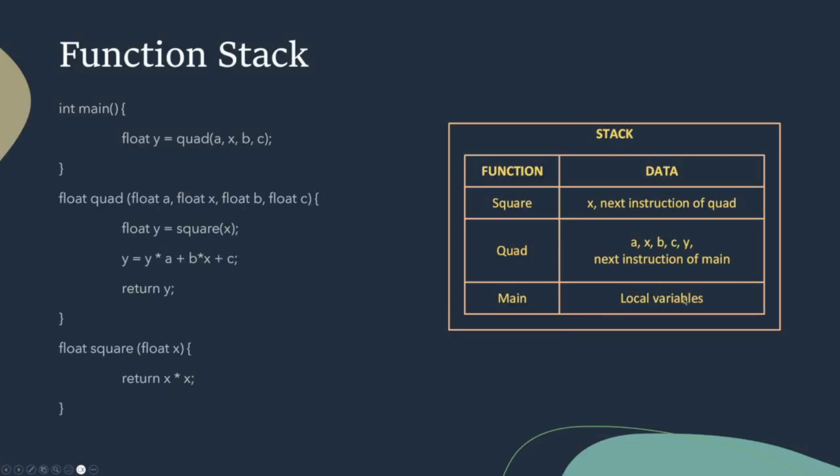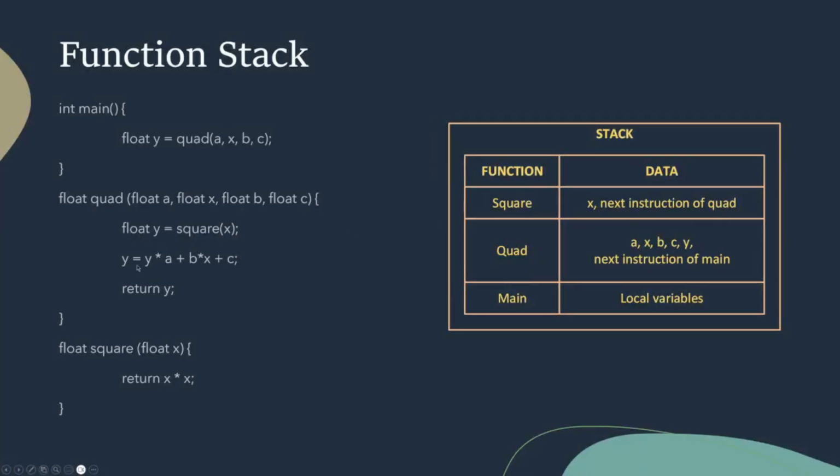So in our stack, what this is going to look like, we've got main, and it's got the local variables a, x, b, and c in this case, if we had declared them up here, as well as y. So once main calls quad, then we create a stack frame for the quadratic function, and it's going to store a, x, b, c, and y, as well as the next instruction of main, where we're going to go once this function is done. Then the quadratic equation calls square, so we create yet another stack frame for square, and that's going to store x and the next instruction of the quadratic equation.